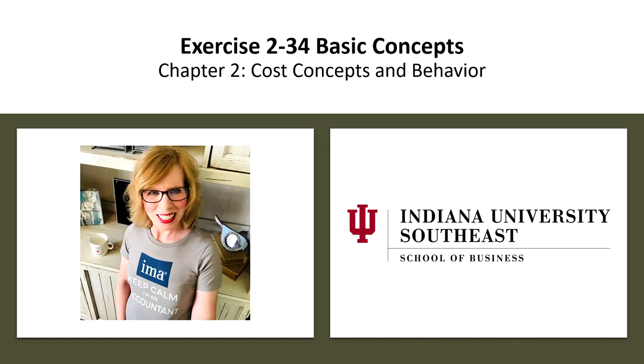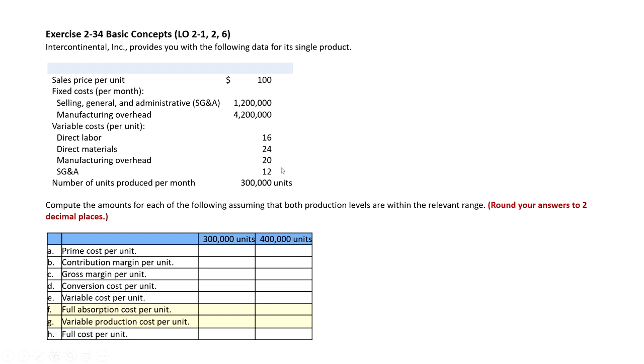Want to do a quick video giving you some helpful hints for exercise 234, where we cover some of the basic cost concepts. The setup of the problem is that for a month, they give us the selling price per unit of $100. The two fixed costs, they give us in total, and that includes the selling, general, administrative, and manufacturing overhead. The variable costs, direct labor, direct material, manufacturing overhead, and the variable element of selling, general, administrative, they give to us per unit. And they tell us right now they've been producing 300,000 units.